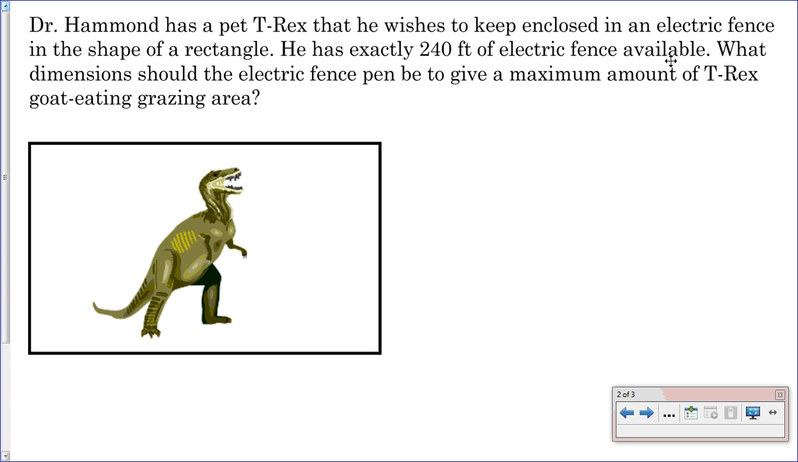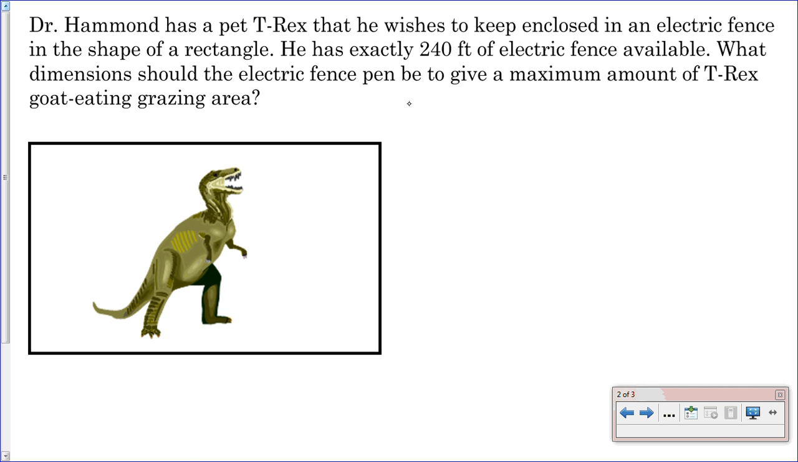Alright, so here's a problem. It says Dr. Hammond has a pet T-Rex that he wishes to keep enclosed in an electric fence in the shape of a rectangle. He has exactly 240 feet of electric fence available. What dimensions should the electric fence pen be to give a maximum amount of T-Rex grazing area?